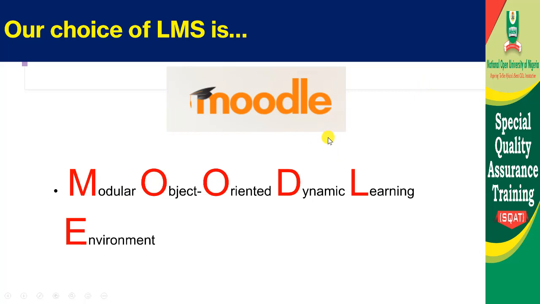Some people think Moodle is just one word. It's an acronym. It's just like the mnemonic Mr. Nigerian for the characteristics of living things: movement, reproduction, and all that, all the way to respiration. So the M in Moodle is Modular Object-Oriented Dynamic Learning Environment.